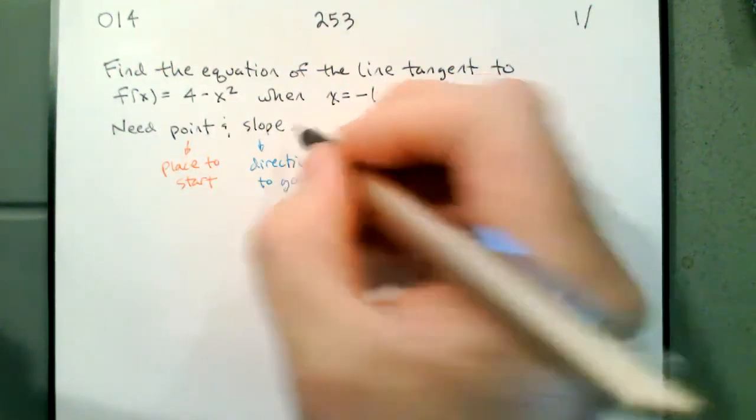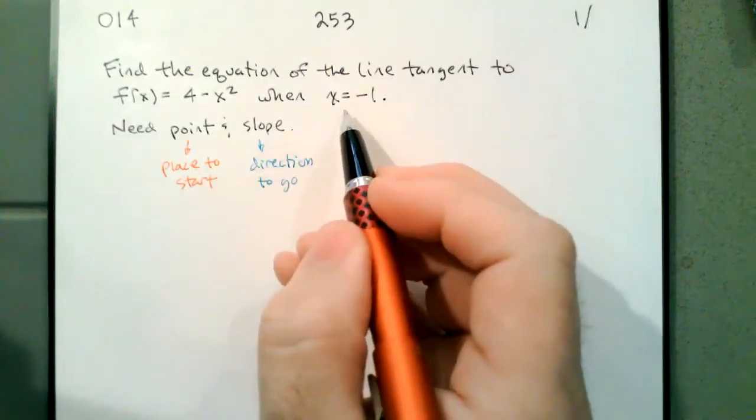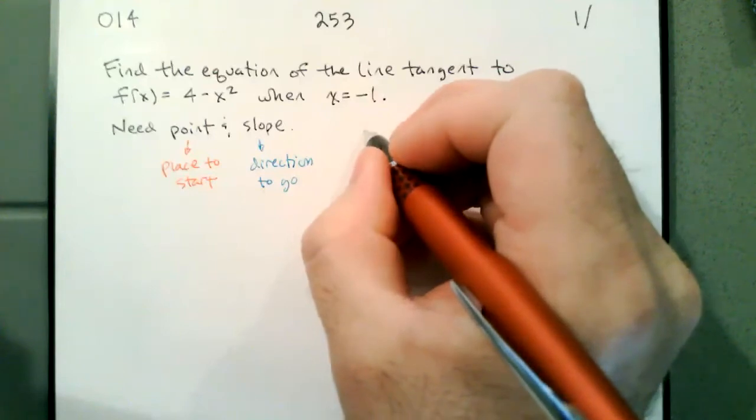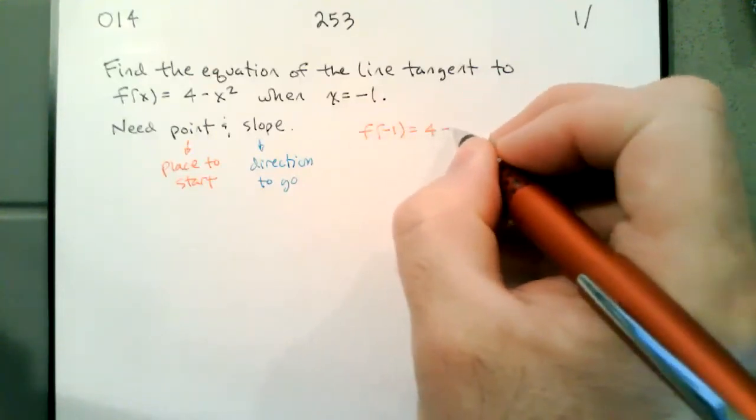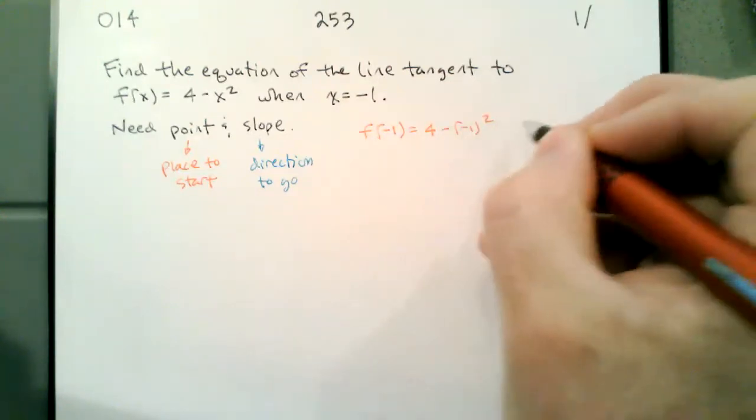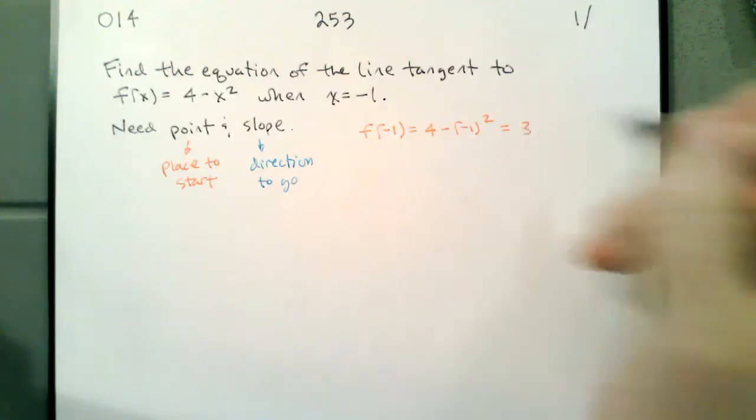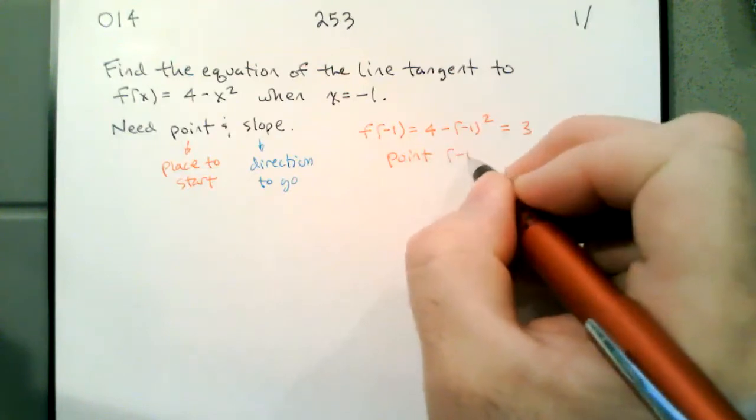So that's all very simple. So the point, we have half of a point already when x is equal to -1. So we'll find f of -1 is 4 minus -1 squared, and so it's going to be 4 minus 1, which is 3. So we have a point already. The point is -1, 3.